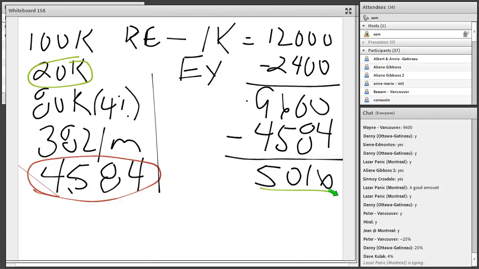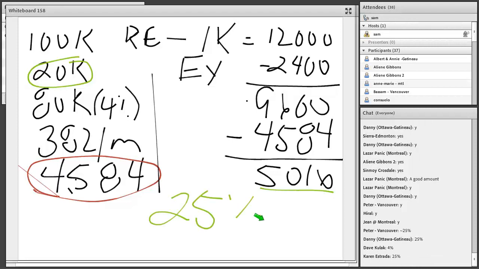So Dave, you see that? My real cap, you're thinking cap, Dave. That's why. So if we're looking at cash on cash return, that's 25%. Is 25% good? Yeah, that's a good return. Nothing wrong with 25%.